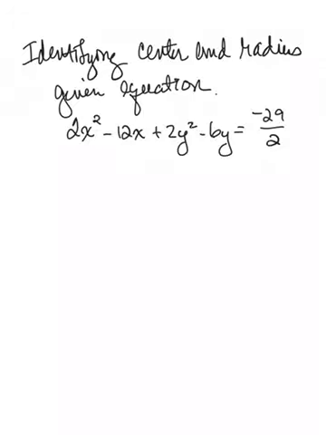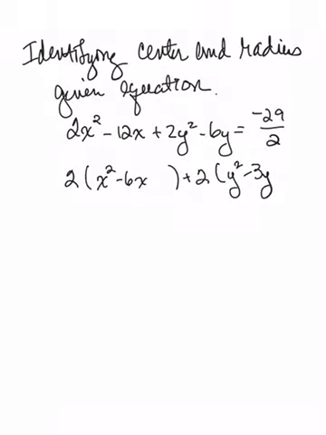So the first thing we're going to do is group the x's and the y's and factor out the lead coefficient. So we have 2 times the quantity x squared minus 6x, leave a space, factor out the 2, y squared minus 3y, because 2 times 3y is 6y, leave a space, equals negative 29 halves.